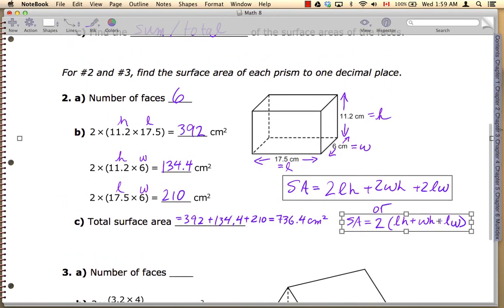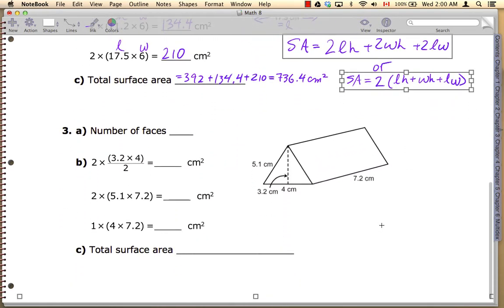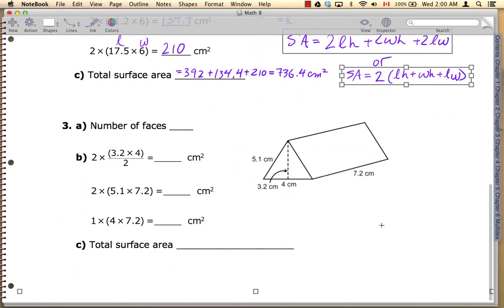So for a rectangular prism here, we've now done one specific example, and we've come up with a formula for finding the surface area of a rectangular prism. Now let's take a look at the next thing that we have here, which is a triangular prism. And with a triangular prism, the number of faces is 5. So you have the front and the back that are triangles, and then you have these 3 lateral faces, which are rectangles.